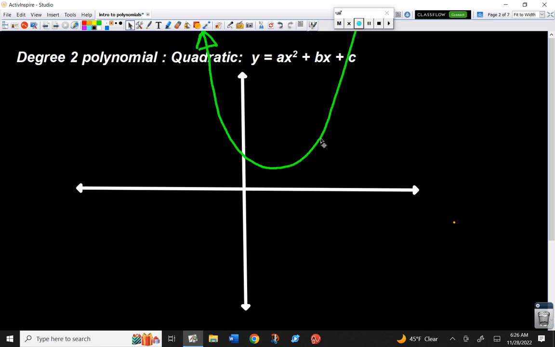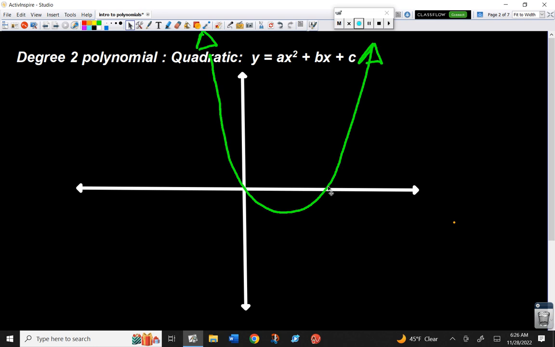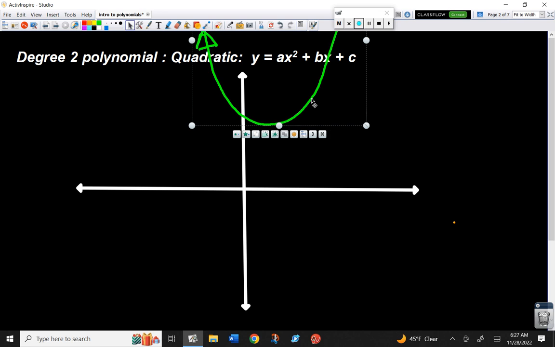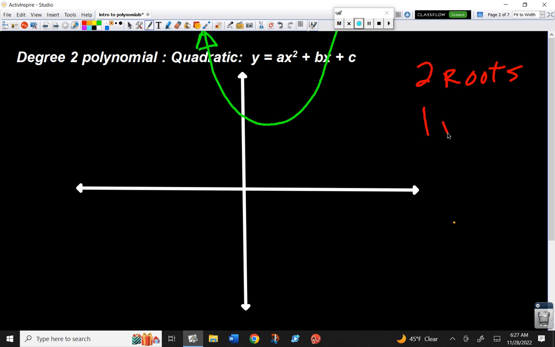So, again, when we go back, this has two roots, or it could have one root, or it could have no roots. That's a degree 2 polynomial. It could have two roots. And again, I'm using the word roots as an x-intercept. It could have one root, or it could have zero roots. All right.